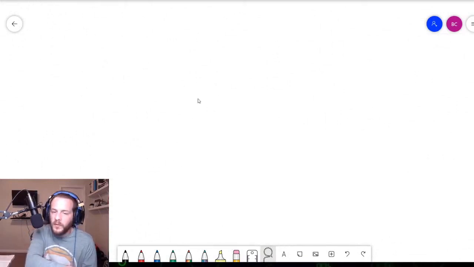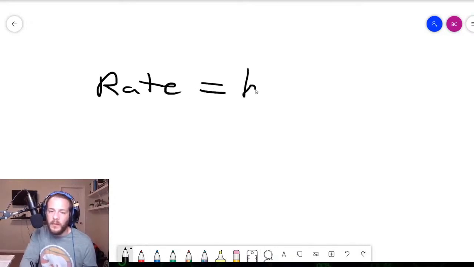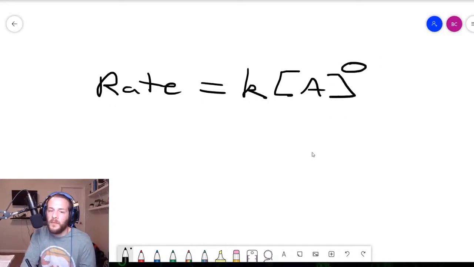Okay, so we're talking about a zero-order reaction. And the rate law for the zero-order reaction would be rate is equal to K, the rate constant, times the concentration of A to the 0 power. Zero order means 0 is the power that the concentration is raised to.